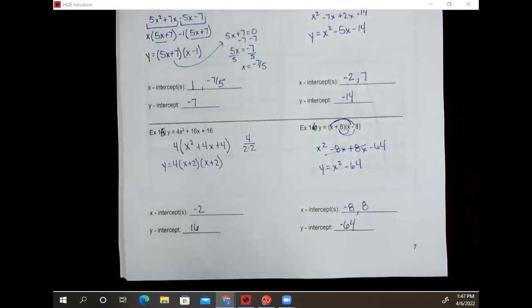Questions for me? Okay, so factored form. Remember, always start by looking for a GCF. Use AC method completely. If your A value is not 1, look for those difference of squares.